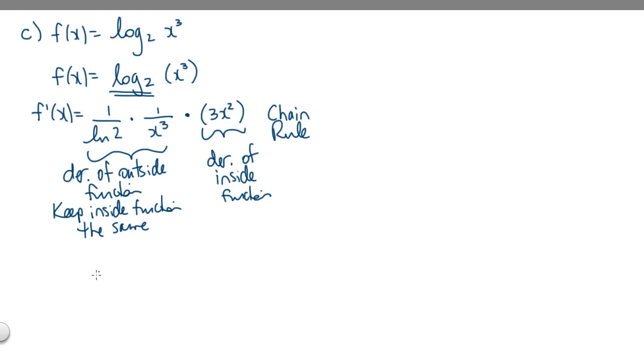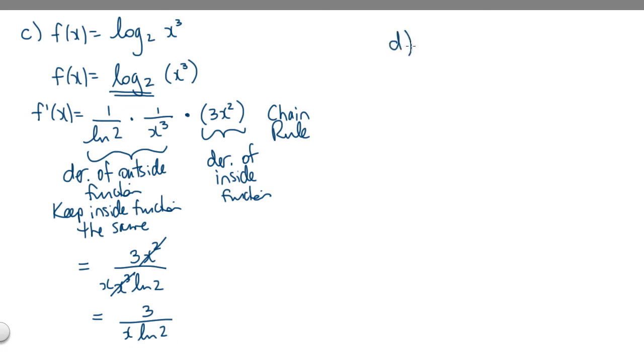Now, before we walk away from this, let's see if we can simplify our answer. So we've actually got 3x squared over x cubed ln 2. So yeah, we could do a little bit of simplification. Let's cancel a factor of x squared from the numerator and the denominator, and we'll have 3 over x ln 2. So there's a simplified answer there.